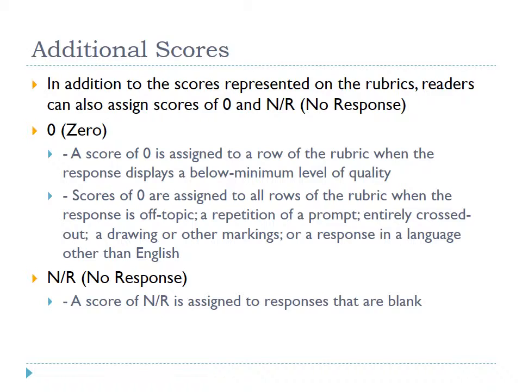So the score of 0 is assigned to a row of the rubric when the response displays a below minimum level of quality. The score of 0 is assigned to all rows of the rubric when the response is off topic, obviously misleading to the argument, or a repetition of the prompt. So you obviously have to be careful not to make a mistake by repeating the prompt or anything like that. And then no response is a score that is assigned to responses that are blank.